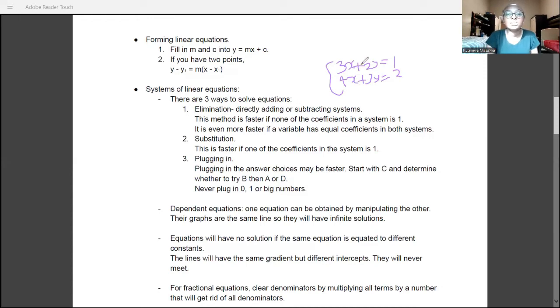So if you are looking at such a system, it would be faster to eliminate y, because 3 and 2 are small numbers. We'd have to multiply the top equation by 3, bottom equation by 2. Then you can directly add or subtract so that you get rid of the y variable, and then you'll easily be able to find the x coefficient.